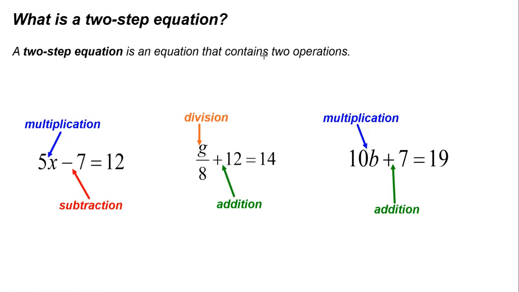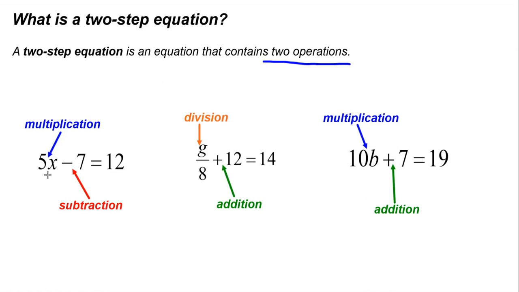A two-step equation is an equation that contains two operations. All of the equations we've solved so far in our videos have only contained one operation. We learned how to solve addition and subtraction equations, and we learned how to solve multiplication and division equations. Now we're going to have combinations of those operations. So we're going to have two operations in the equation, and we still need to solve to find out the value of the variable.